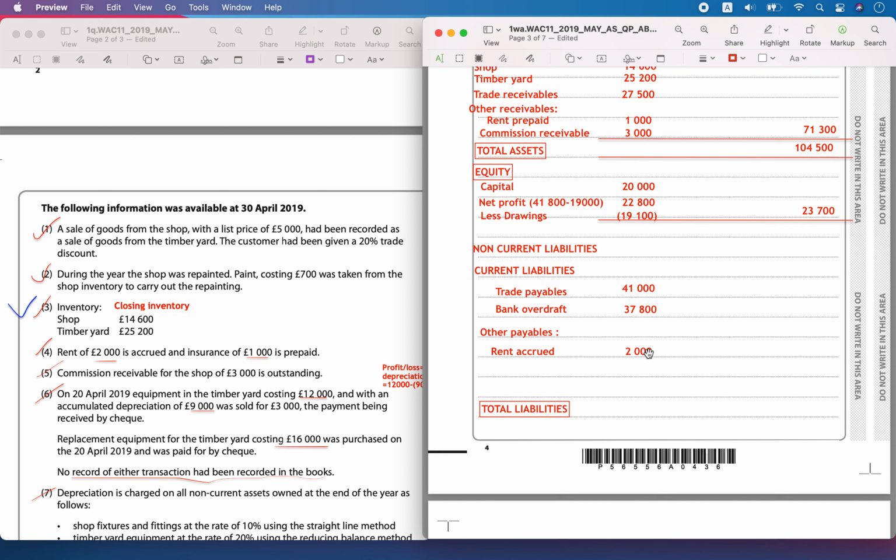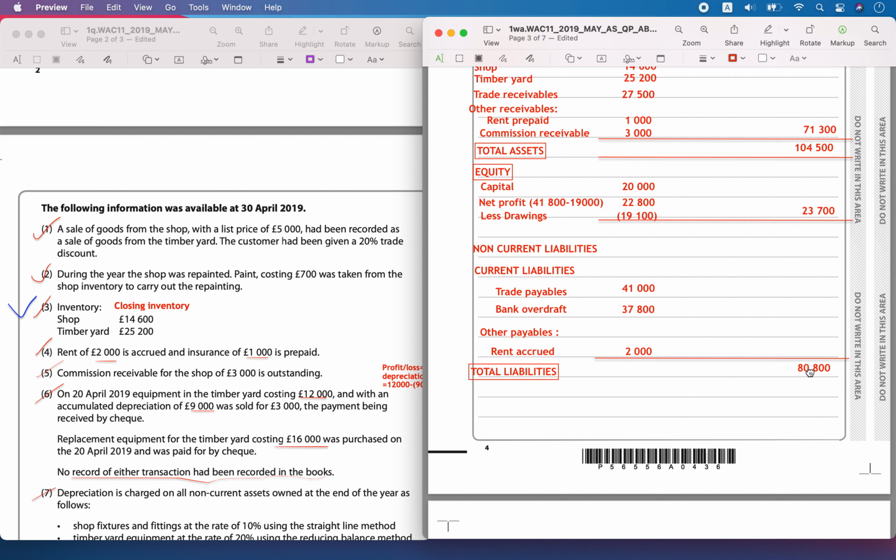Now let's calculate the value. So 41,000 plus 37,800 plus 2000, the total is going to be equal to 80,800. Now let's add up these two, equity plus the total liabilities.